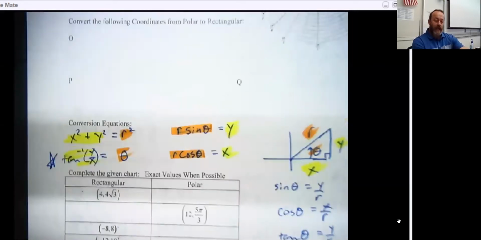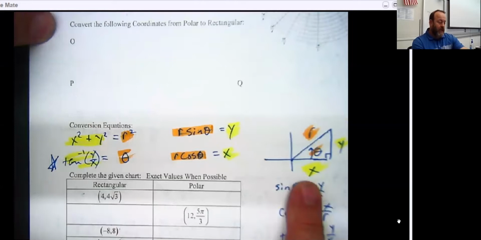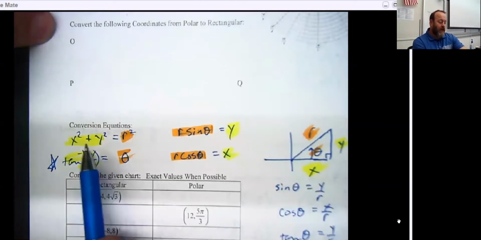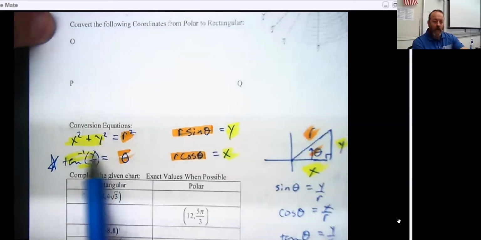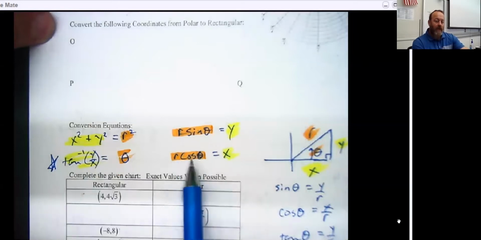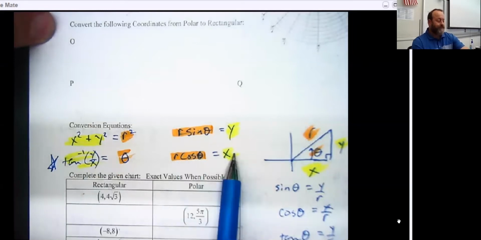So this is my little handy dandy list of values. Again, if I have x and y and I want r and theta, that's here. Or if I have r and theta and I want x and y, I would go here.